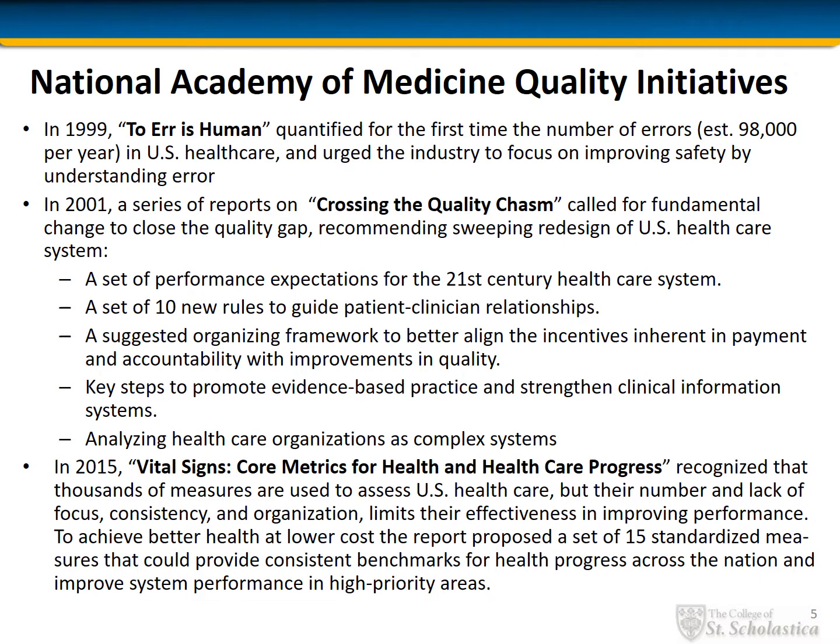Most recently, in 2015, the National Academy's report entitled Vital Signs, Core Metrics for Health and Healthcare Progress recognized that thousands of measures are used to assess U.S. healthcare, but their number and lack of focus, consistency, and organization limits their effectiveness in improving performance. To achieve better health at lower cost, this National Academy of Medicine report proposed a set of 15 standardized measures in 4 domains: healthy people, care quality, care cost, and engaged people, that could provide consistent benchmarks for health progress across the nation and improve system performance in high priority areas.